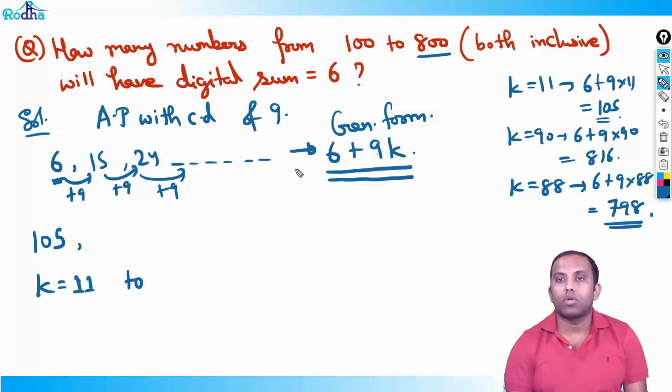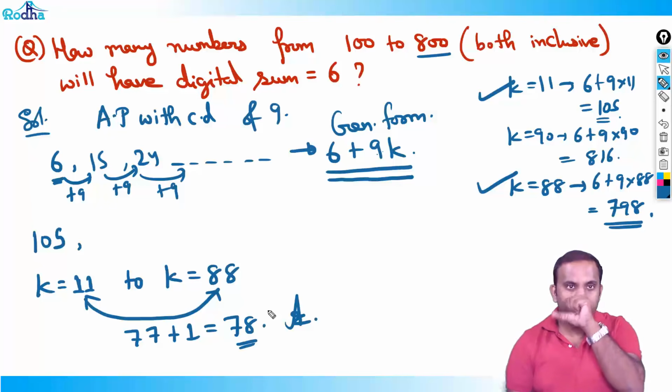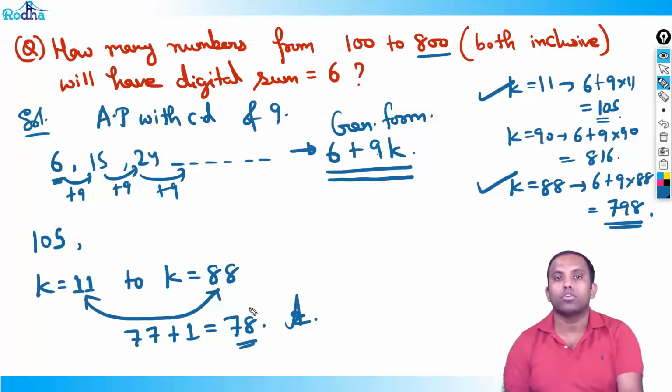So it becomes k equal to 11 to k equal to 88. How many numbers are here, from 11 to 88? Since both have to be included, it is the difference plus 1. 77 plus 1, that is 78. So 78 is the answer for this question. Okay.